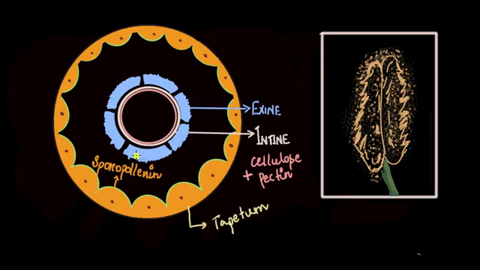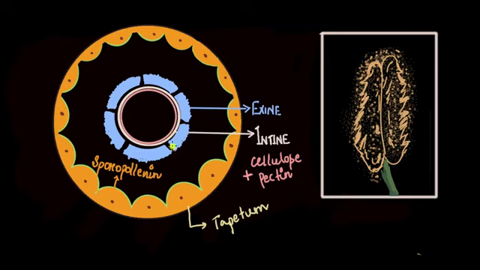So imagine the kind of resistance or the kind of protection this microspore or the pollen gets. If an animal happened to ingest this pollen, this exine will make sure that the digestive juices of this animal won't digest the pollen.